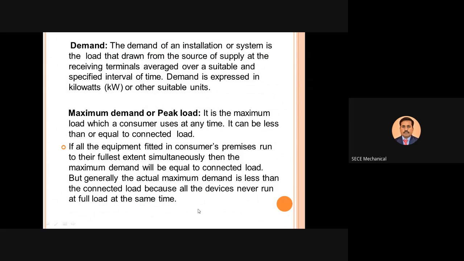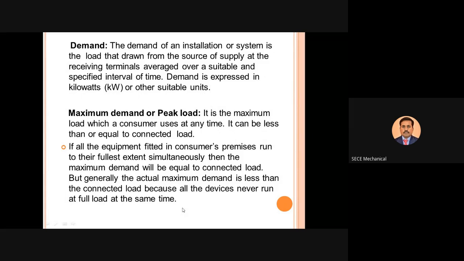But generally the maximum demand is less than the connected load, because all the devices never run. In general practice, most of the time all the instruments may not be used at a time. It is not always like that. So generally, the maximum demand is less than the connected load, because all the devices never run at full load at the same time.